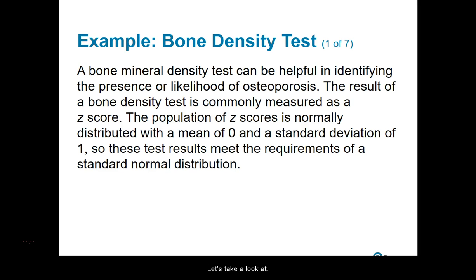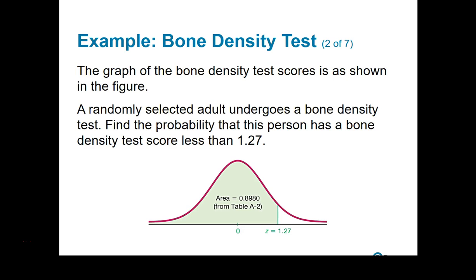Let's take a look at the example given here. The bone density test. A bone mineral density test can be helpful in identifying the presence or likelihood of osteoporosis. The result of a bone density test is commonly measured as a z-score. The probability of a z-score is normally distributed with a mean of 0 and a standard deviation of 1. So the test results meet our requirement for a standard normal distribution. And as we'll find out later on, as long as it's a normal distribution, we can still change it to a standard normal distribution.